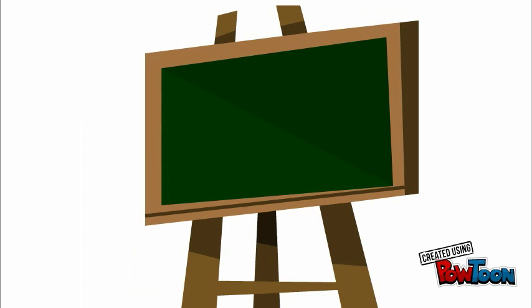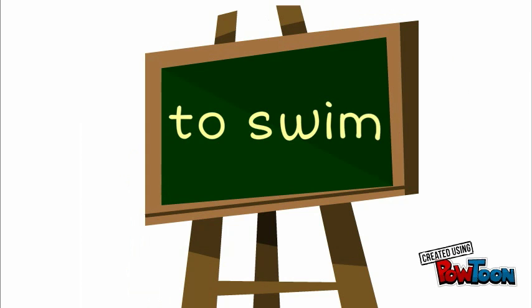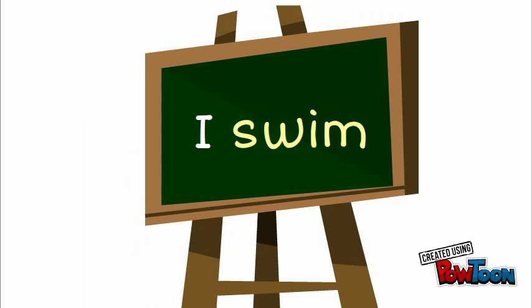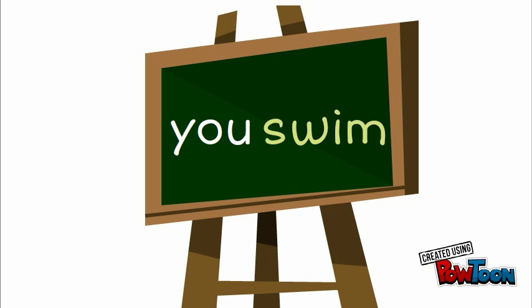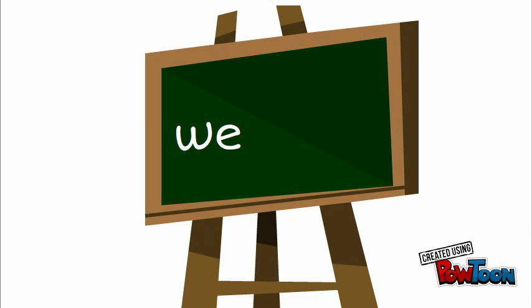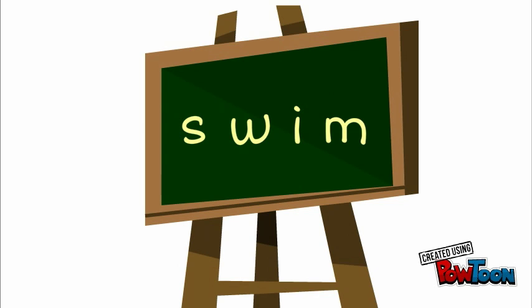Let's look at an example in English. How about the verb to swim? If you wanted to use this word in a sentence with the subject I, you would say, I swim. For the subject you, swim. For we, swim. And for they, swim. All of these words take the verb to swim in a form spelt S-W-I-M.